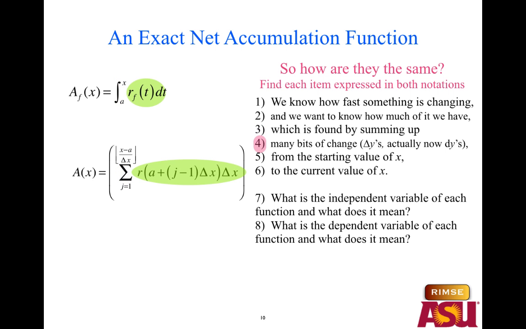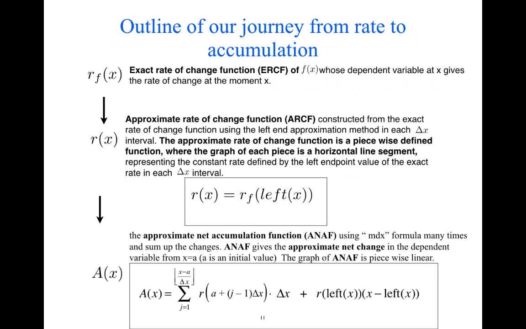You're accumulating bits of changes in the dependent variable from the initial value a to the final value, which is the variable x. So both are functions. Think of them as basically very similar. One has finitely many terms, even if you have a million, it's still finite. The other one is an infinite sum of infinitesimal terms. So we're almost at the end of our journey now. Again, just quickly, and then we're going to have the final conclusion, what we call the fundamental theorem of calculus.